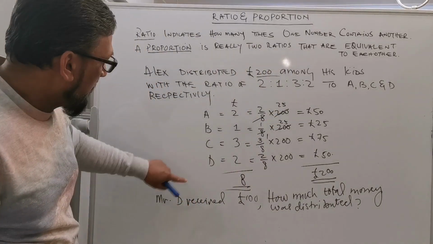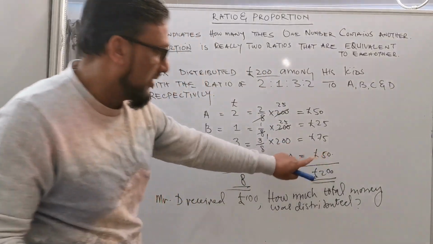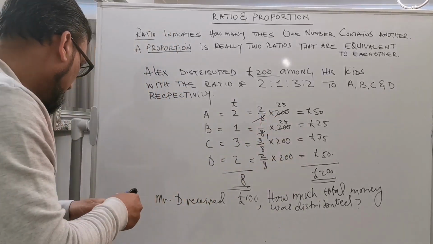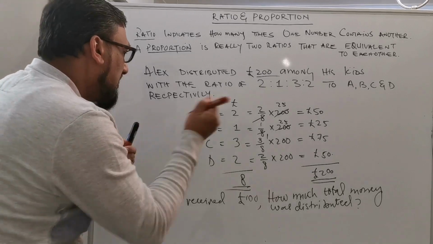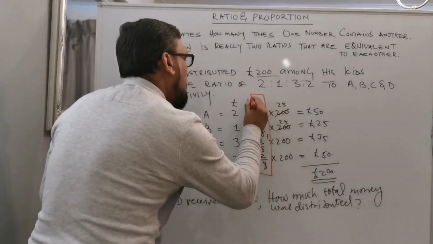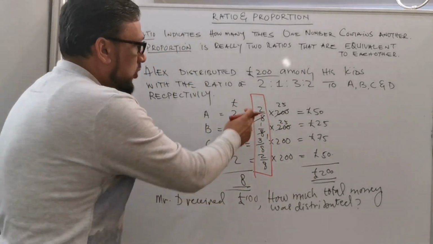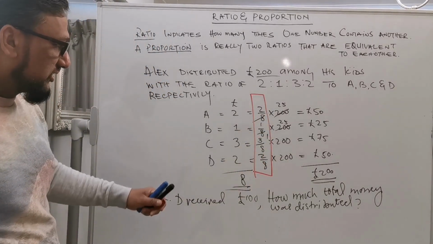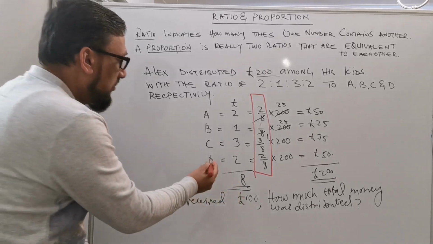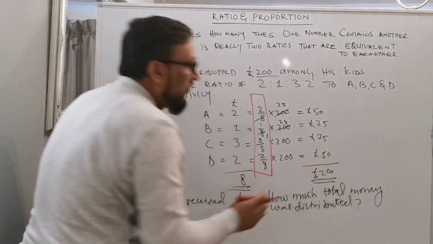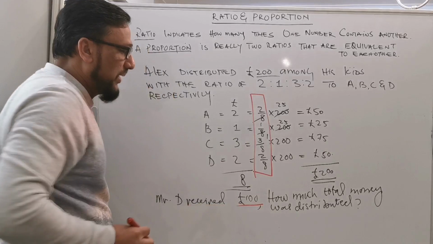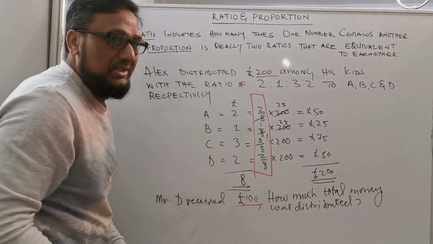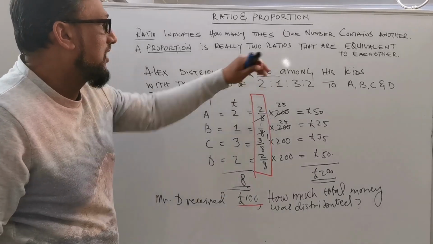So if Mr. D, instead of 50 pounds, on the basis of this ratio, this proportion, 2 over 8, 1 over 8, 3 over 8 and 2 over 8, I'm asking an additional question: Mr. D received, instead of 50 pounds, 100 pounds. So how much was the total money distributed? How much did Alex distribute instead of 200?